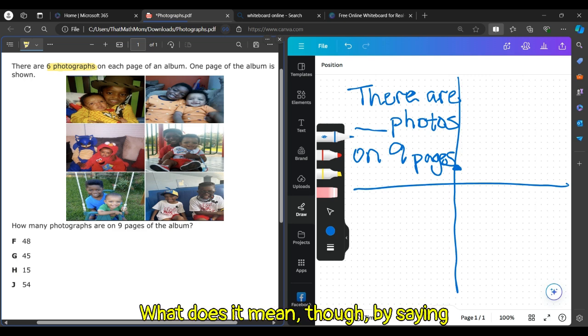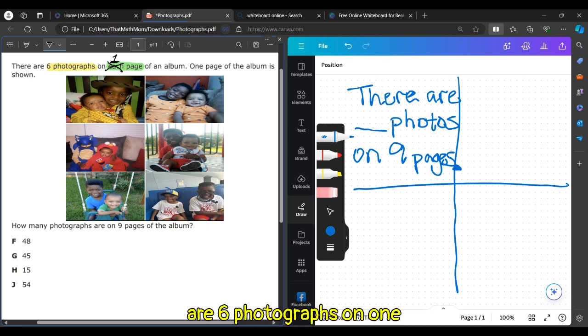What does it mean, though, by saying 6 photographs on each page? In other words, how many pages are represented by that statement, each page? When they're referring to each page, it's actually just talking about one page. There are 6 photographs on one page. And what I'm going to do, using a strip diagram, is represent exactly what that sentence says.